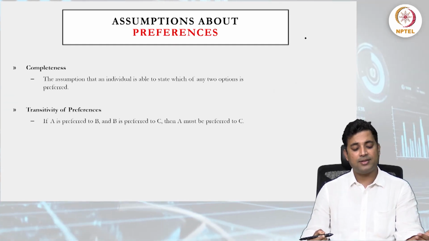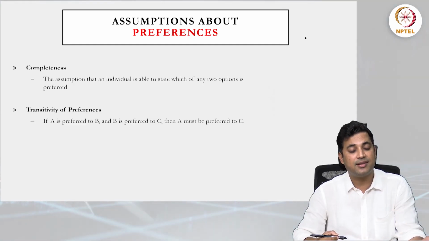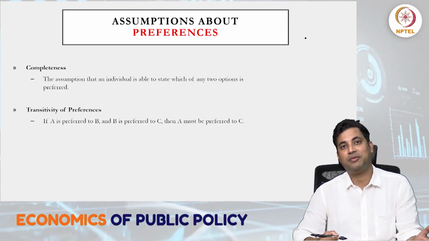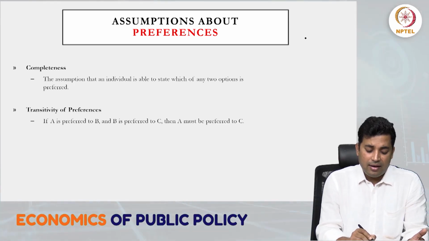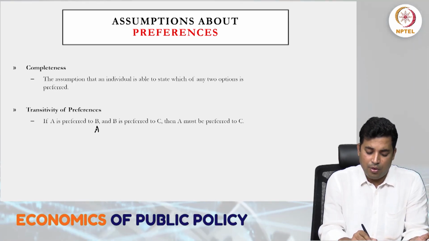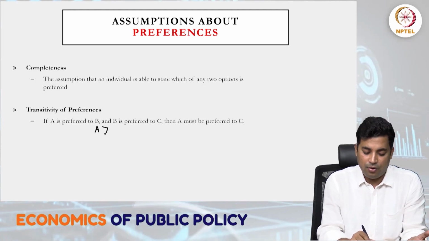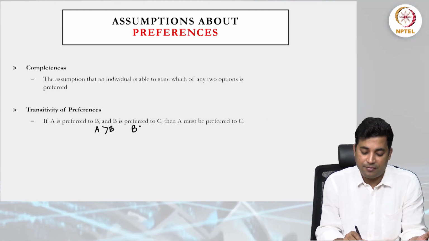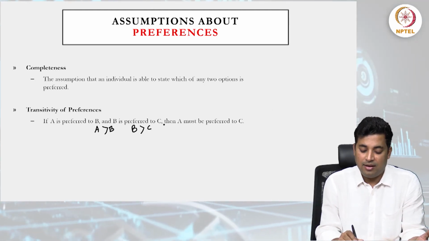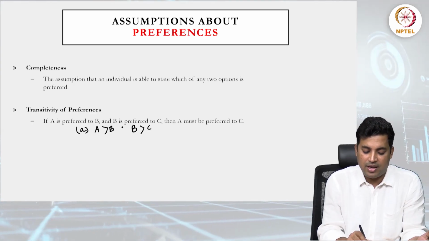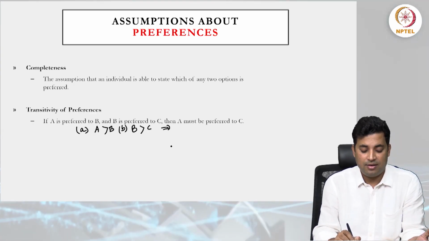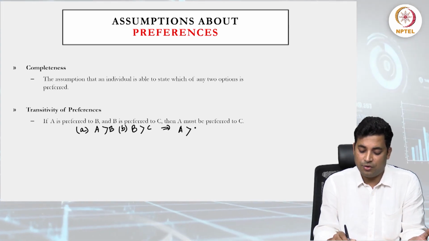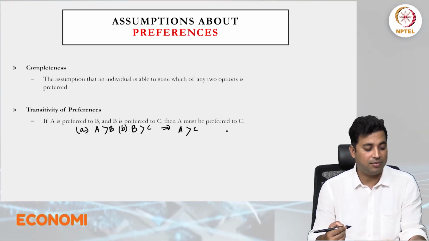Now the second point is transitivity of preferences, which states that if A is preferred to B and B is preferred to C, then definitely A will be preferred to C. If I am deriving more utility from A over B, and between B and C I get more utility from consuming B than C, then following these two conditions, A will certainly give more utility or satisfaction over C. So this is called transitivity of the preferences.